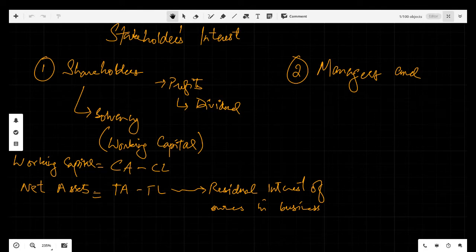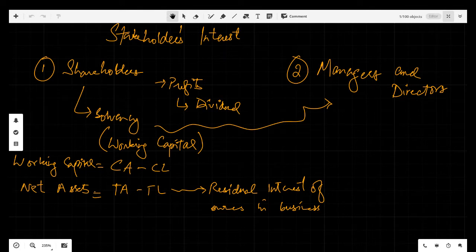So managers and directors, first of all, will again be looking at the solvency. Since they are the ones managing the business, it is their job to run the business smoothly and see that the business is able to stay afloat. It is able to pay off all the liabilities that it needs to pay off, and they do not contract so many liabilities that the business wouldn't be able to pay off.